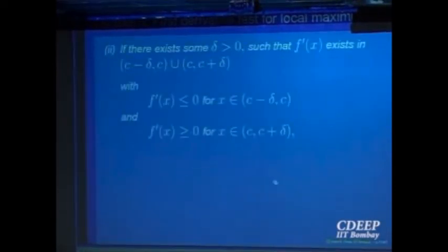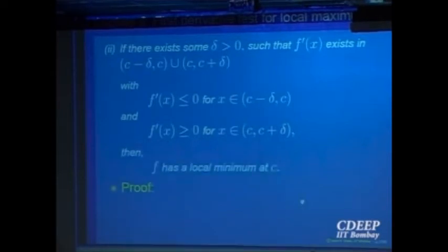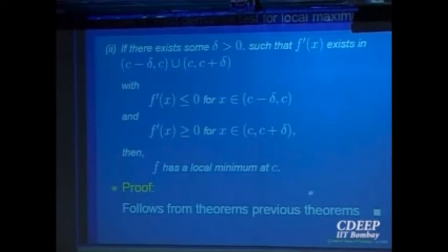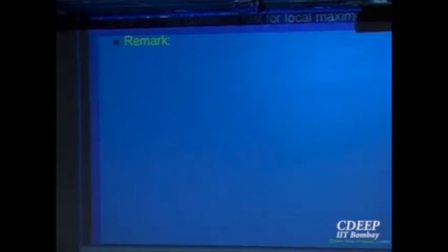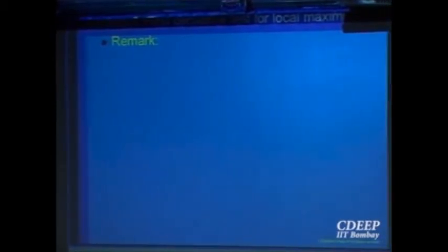Similarly for the decreasing part, the local minimum part, there is a corresponding statement. So the proof, as I said, follows from the previous theorems. Is it clear to everybody? Yes? The basic theorem is continuity, increasing on the left, decreasing on the right.